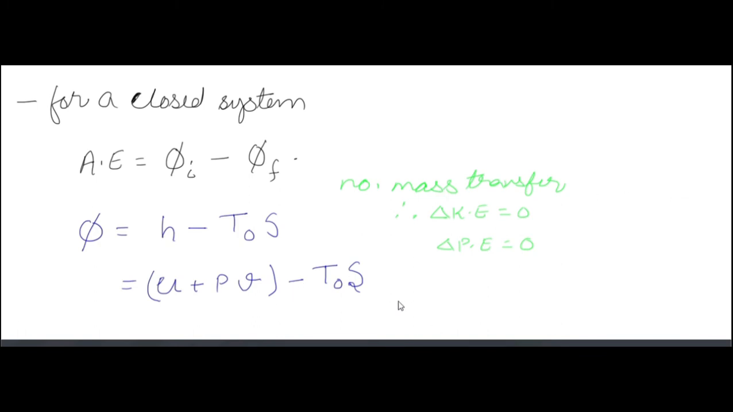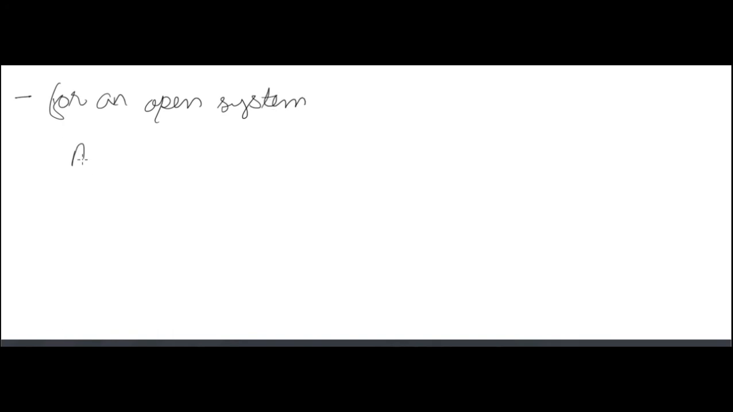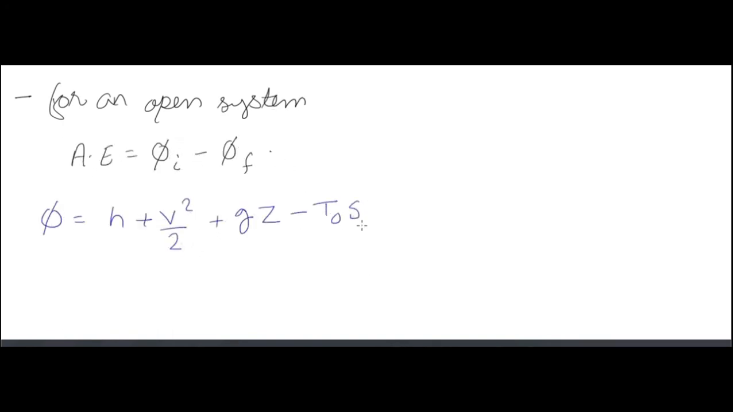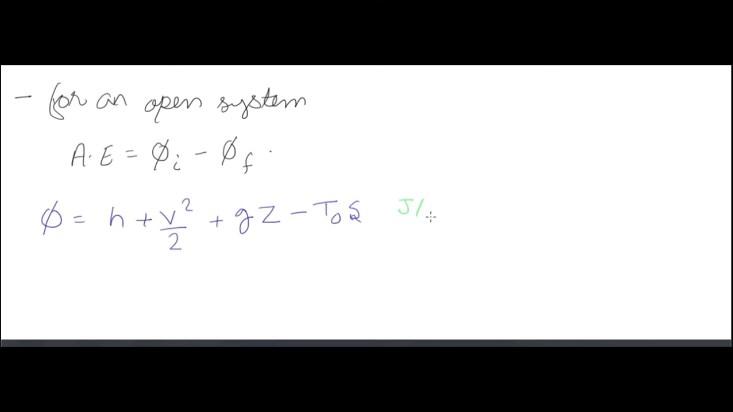Now for an open system, available energy is equal to phi I minus phi f, and here the phi function is h plus V square by 2 plus gz minus T naught S. H is a specific enthalpy, V is velocity, g is gravity, and z is height, and this is joule per kg.